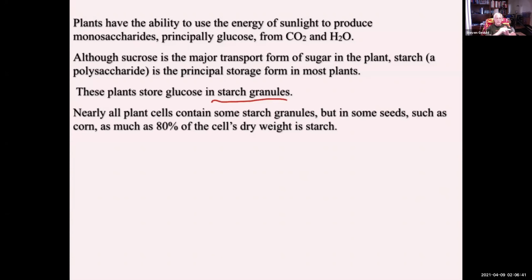All plant cells contain some starch granules, but in some seeds like corn, as much as 80% of the cell's dry weight is starch. So that's why you have high fructose corn syrup. 80% of corn's dry weight is starch, is glucose molecules, is sugar.